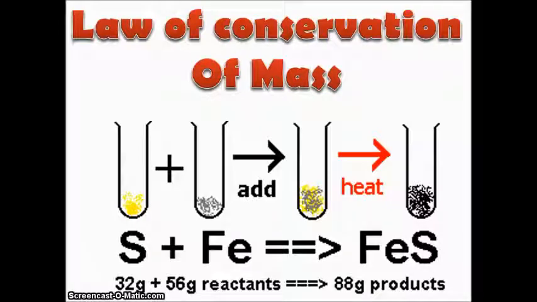So, to start out with, we need to review what a chemical equation is. A chemical equation is just your shorthand way of showing what takes place in a chemical reaction. In this case, we have sulfur, which is the S, plus iron, Fe, will give you iron sulfide. So you mix it together, you add heat, and it creates iron sulfide. This is just your chemical equation. It illustrates what happens in a chemical reaction.